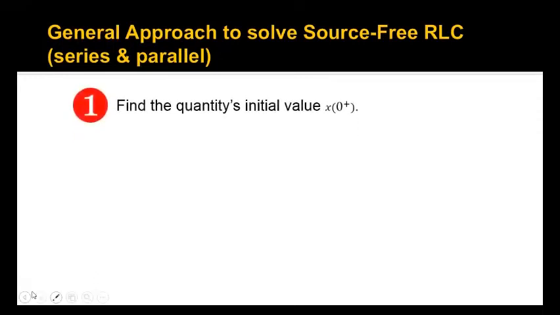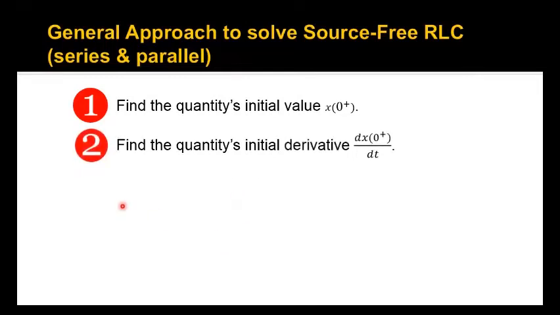Okay, I will show you the general approach to solve your source-free RLC, whether it's series or parallel. The first thing you need to do is find the quantity's initial value. X here could be your current or your voltage. So the first thing you need to find is your initial value, which is i(0-) and v(0-). The second step is to find the quantity's initial derivative, dx(0+)/dt. Here dx could be your dv(0+)/dt or di(0+)/dt.